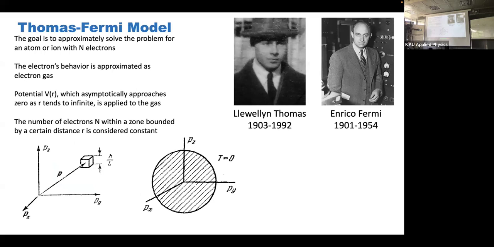Another useful model was the Thomas-Fermi model, proposed in the 1930s or in the late 1920s, I don't remember exactly. So the idea was to approximate our crystal structure by an electron gas. We say that the electron behaves as an electron gas, which exists in some potential V(r), which asymptotically approaches zero when r goes to infinity.